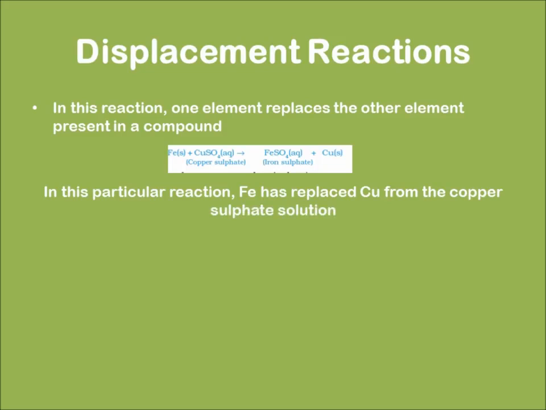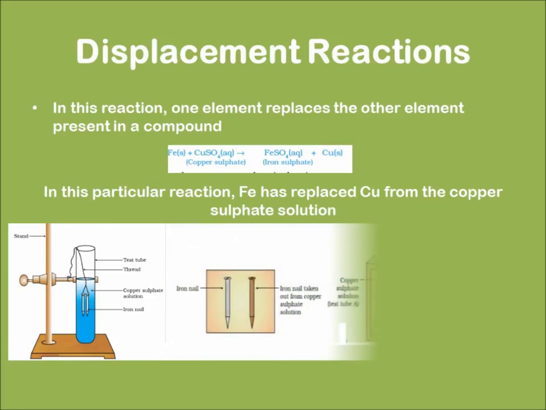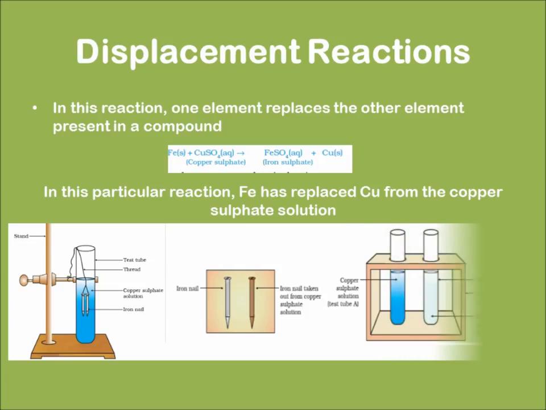This is a small experiment here. In the experiment, I dip an iron nail inside a copper sulfate solution. One can clearly see that the iron nail which is dipped in the copper sulfate solution becomes brown compared to a normal iron nail. This is a result of a displacement reaction.